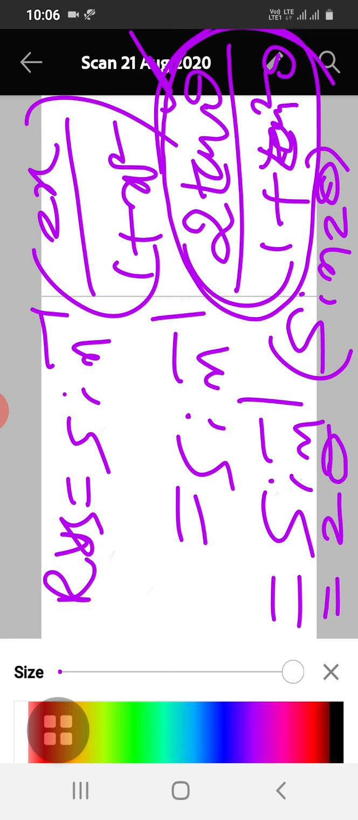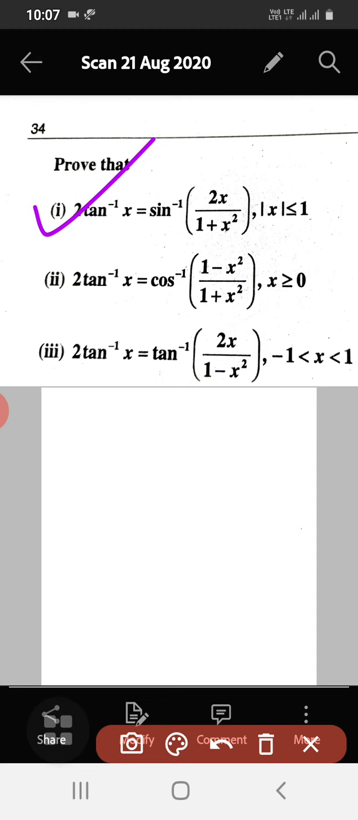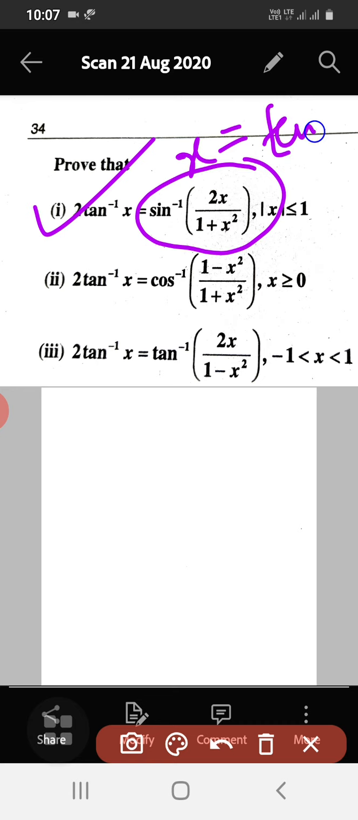So 2 theta means, I got what? 2 theta. So theta means what? Tan inverse x. So this was our LHS. So this is about the first result. 2 tan inverse x is equal to sin inverse of 2x divided by 1 plus x square. So what we have done here is simply, instead of x I can take tan theta. That's it. So in this right hand side you put x is equal to tan theta, then what it becomes? 2 tan theta by 1 plus tan square theta, then I will get 2 tan inverse x. So similarly we can prove the second one and third one.